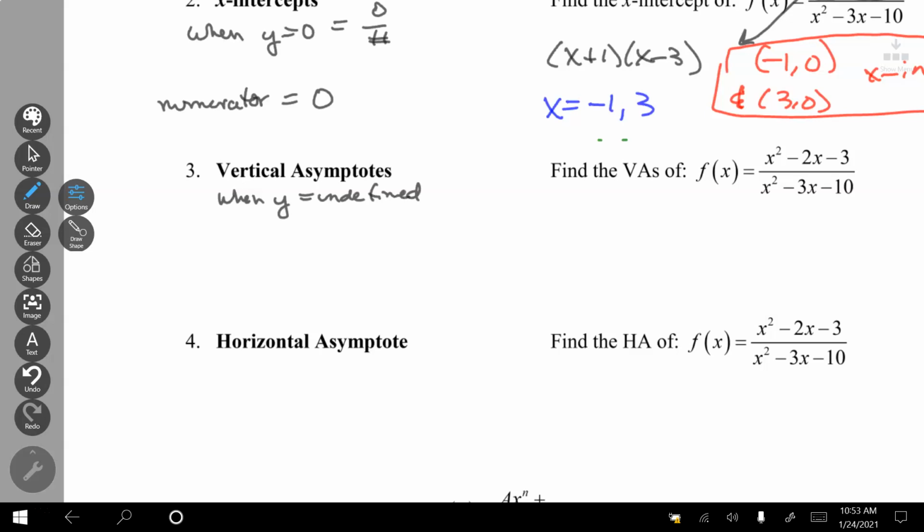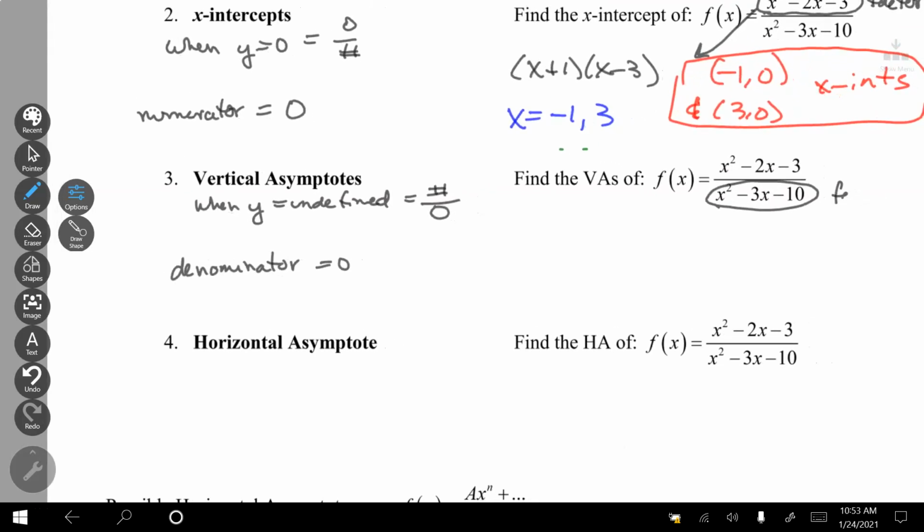Okay, in other words, these are x values that give me an undefined value for the graph, and that is when I have a number divided by 0. Anytime I get a number divided by 0, that means I used the x that was bad. So this is when the denominator is equal to 0. So I'm going to take my denominator, right here's my denominator, and if I have to factor it.